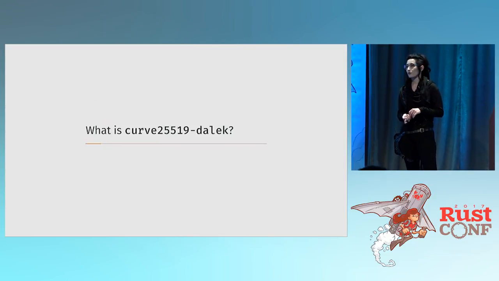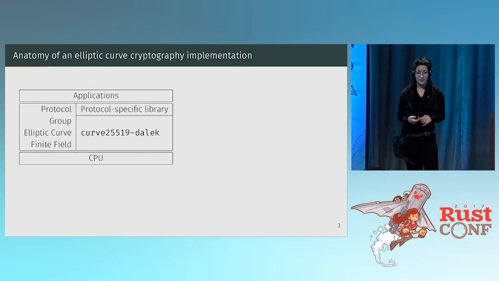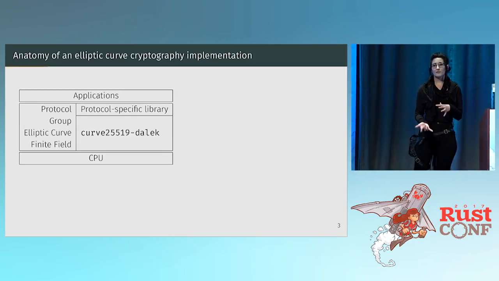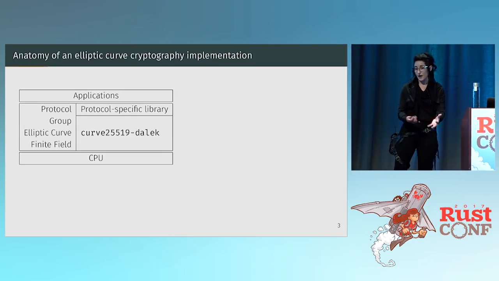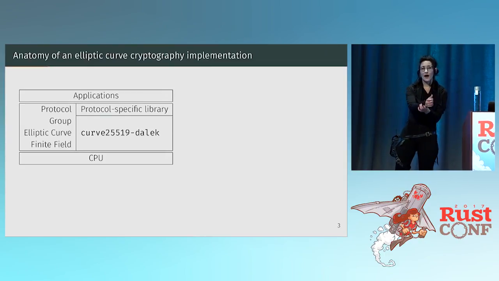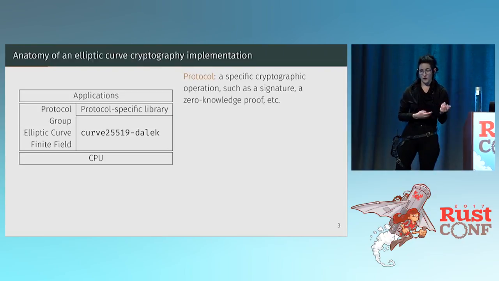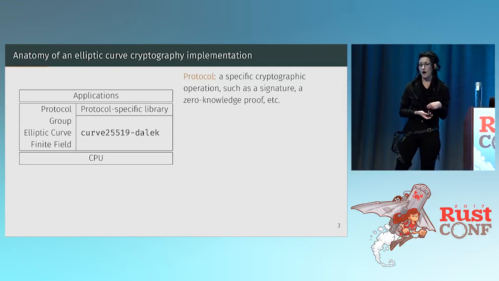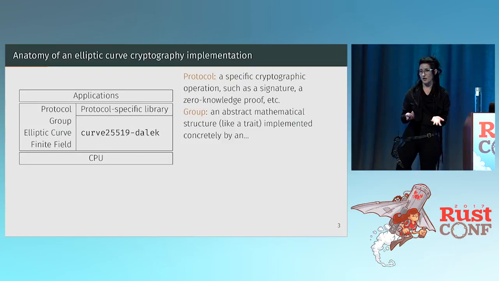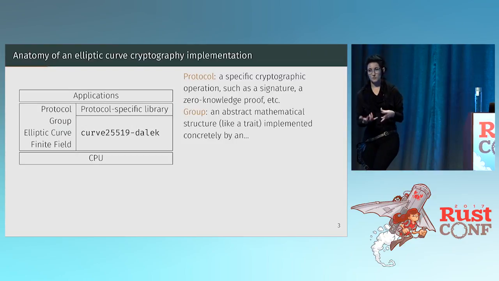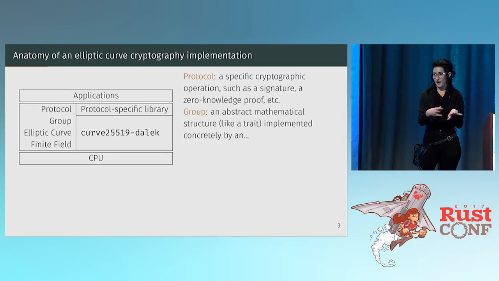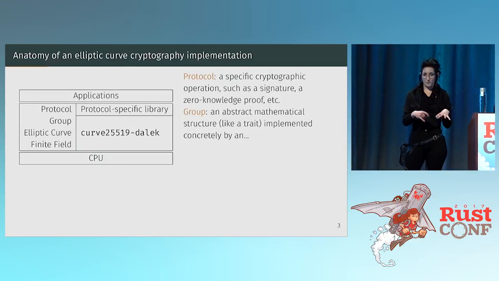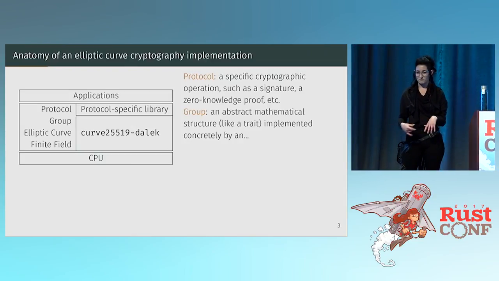So what is curve25519-dalek? In order to talk about our library, it's necessary to situate it within the stack that it's sitting in. You have your application at the top, and your application is using some sort of cryptographic protocol. That could be, for example, a signature or a key exchange or a zero knowledge proof. Underneath that, you have an abstraction layer called a group. Normally in cryptography, you want a prime order group, which we'll touch upon later, but it's just a group of elements which has a prime number of things in the set.